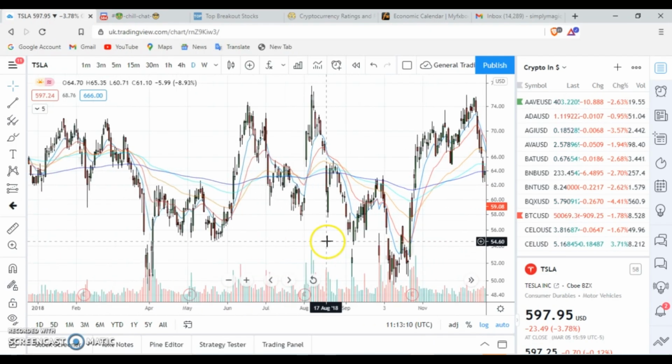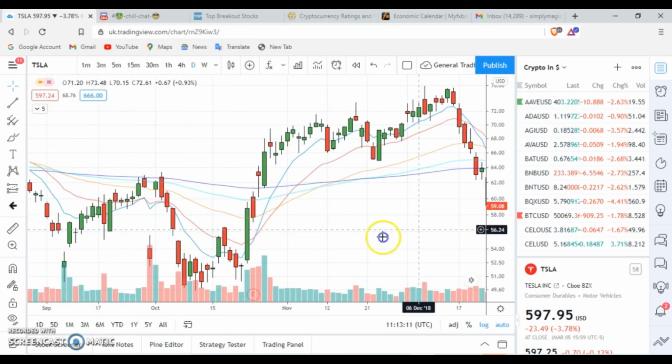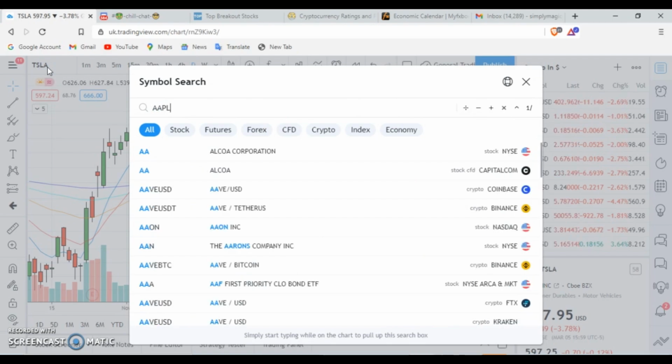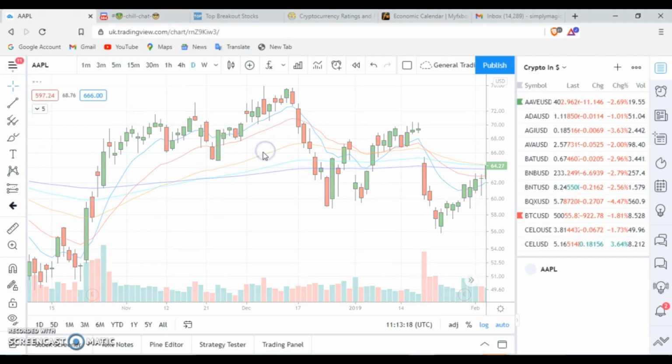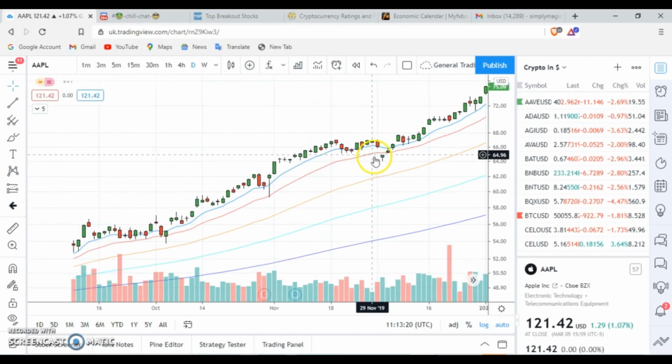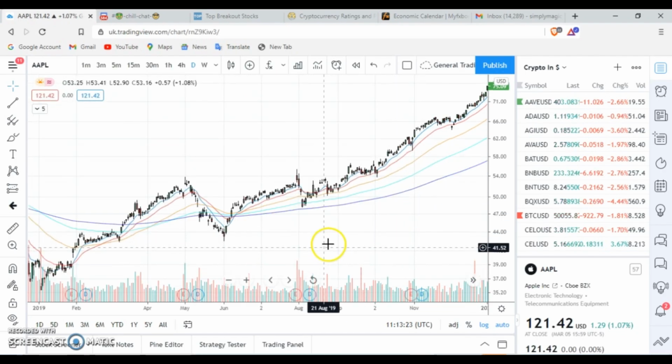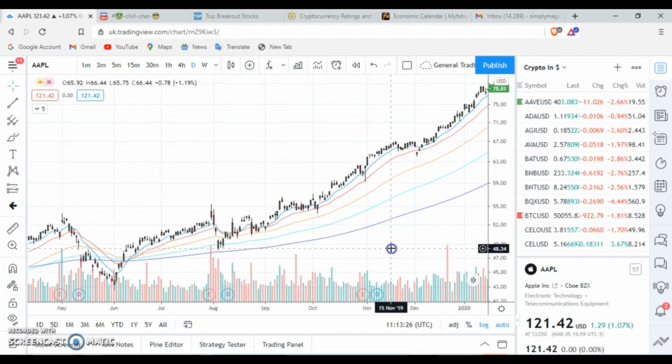If it breaks below it, the price is very bearish. But Tesla can be a volatile stock, if I'm being honest, right? If you look at something like Apple, the EMAs are a little bit better.